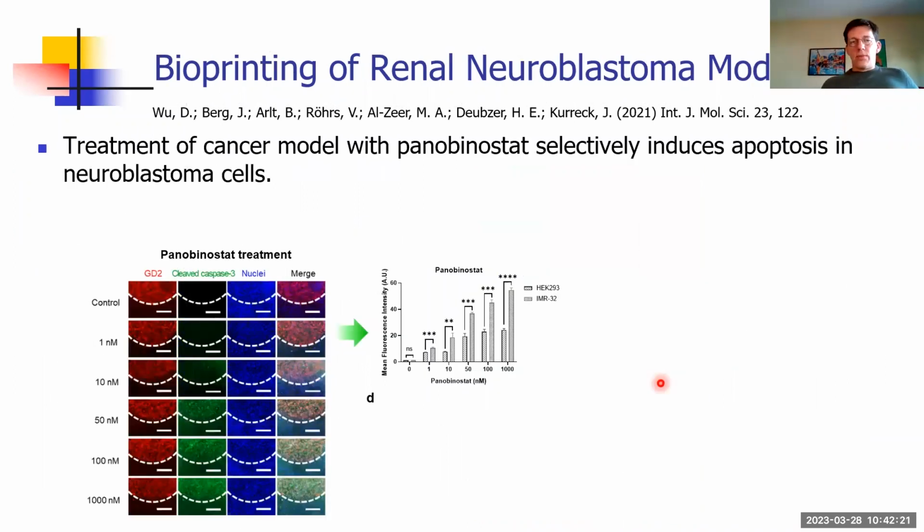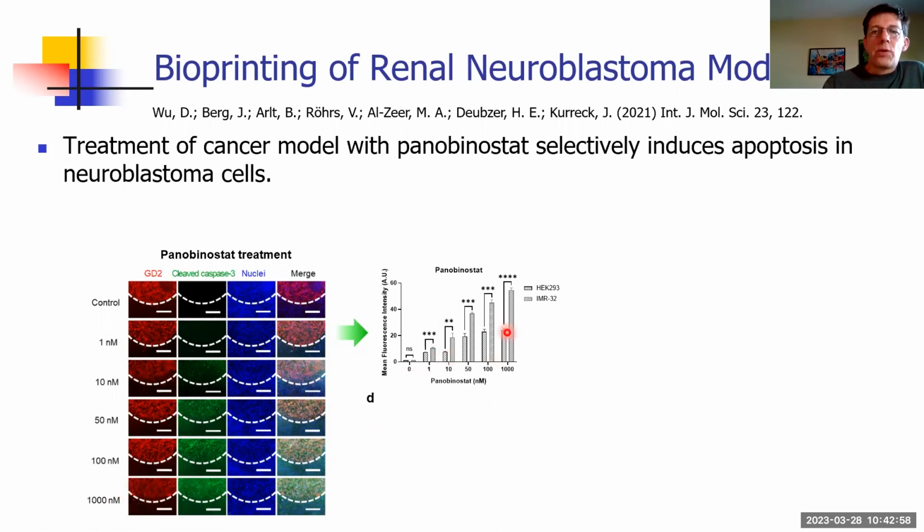We also tested the mode of action of panobinostat. Panobinostat induces apoptosis, so we measured cleaved caspase-3 as a typical marker of apoptosis. And what you can see here is the central part of our neuroblastoma cells, and with increasing concentrations of panobinostat, we have an increasing signal of cleaved caspase-3, which means our apoptosis marker, while we have virtually no apoptosis on the outer part.